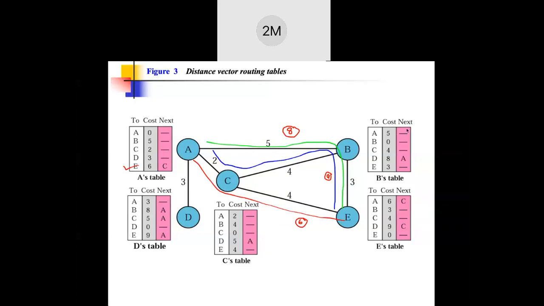Now, to optimize this, to avoid this situation, another method is typically called trigger based. In trigger based, the router will exchange the table whenever there is a change in the table. Otherwise it will not exchange the table. And that will solve the problem of deciding the optimal time. Up to this point, clear?